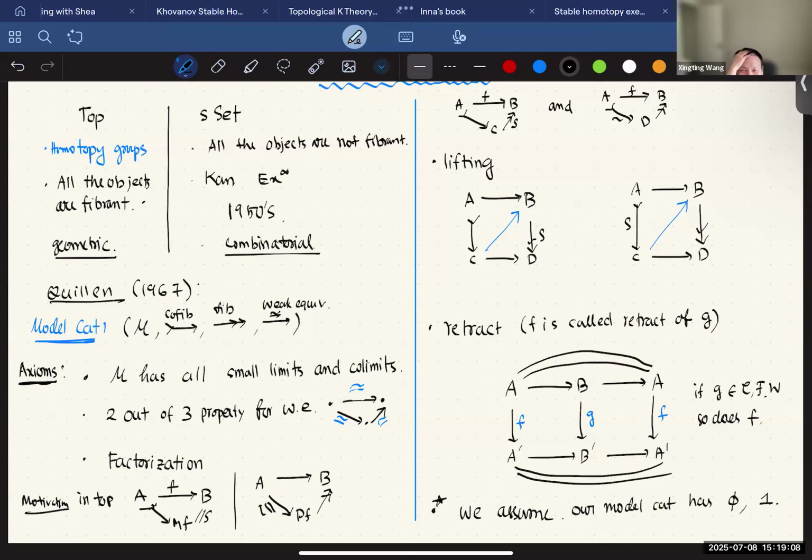So for the lifting, is that unique or do we just need one lifting? There exists a lift. Yeah, it doesn't have to be unique. Okay. Anything else?